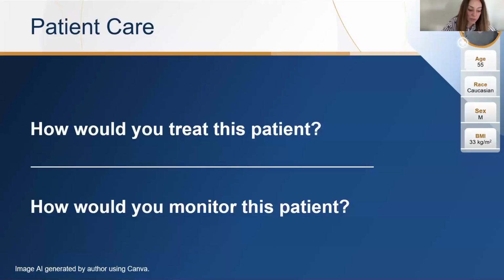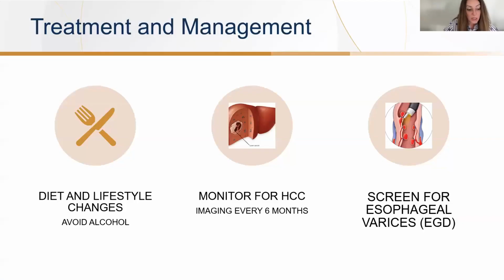So how do we manage F4 fibrosis? How would we monitor this patient differently than a patient with stage 3 or lower? We definitely make the same recommendations for improving lifestyle choices, with emphasis on alcohol avoidance, in order to prevent decompensation and mitigate the risk for HCC.